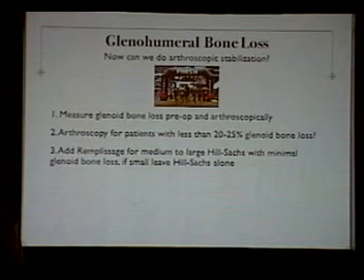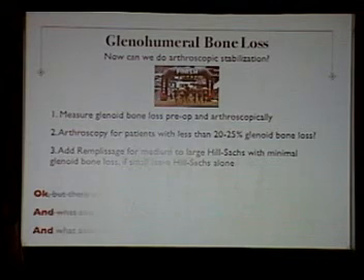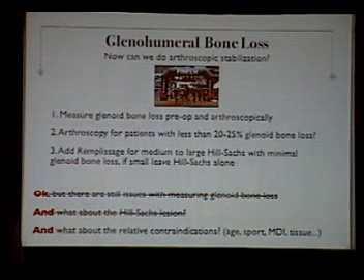Okay, so if we go down the algorithm, we can now add a remplissage for medium to large Hill-Sachs. If they have a small Hill-Sachs, I don't do anything. Nothing. If they have a medium to large Hill-Sachs and I feel compelled to do something in addition to my Bankart, then I will do a remplissage procedure. Okay? If they have a lot of bone loss, we're going to an open Latarjet, regardless of the Hill-Sachs. But now we have to talk about the relative contraindications. So 2 more slides and we'll talk about this.